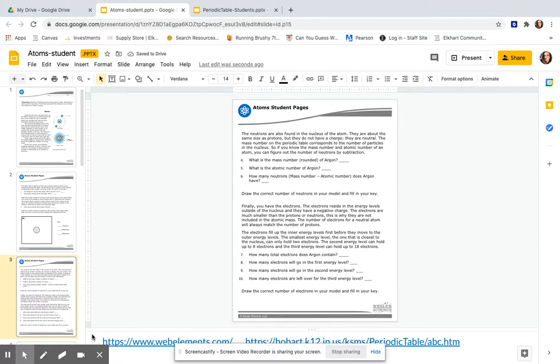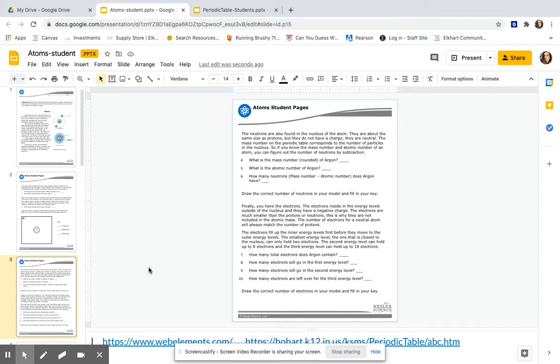What is the atomic number for argon? How many neutrons does argon have? Draw the correct number of neutrons in your model and fill in your key. Finally, you will actually do this on paper and you will also insert a copy of it here.